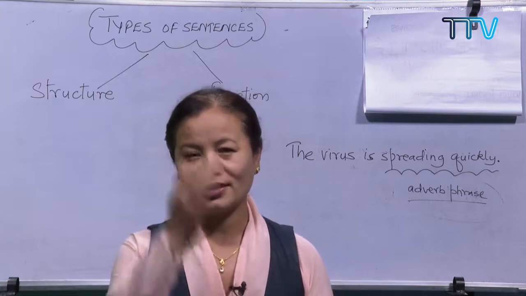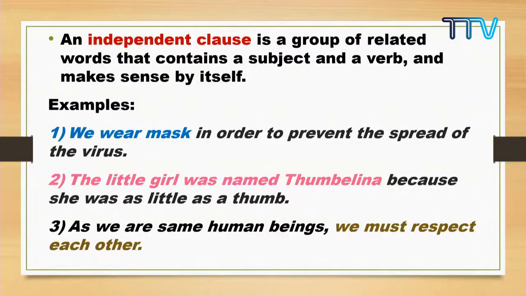So you want to look at the sentences once again? Please do. Okay. We wear masks in order to prevent the spread of the virus. Please note, we wear masks is the independent clause. The little girl was named Thumbelina because she was as little as a thumb. Again here, the little girl was named Thumbelina. This is the independent clause. Okay? In the third sentence, as we are same human beings, we must respect each other. So we must respect each other is the independent clause here.